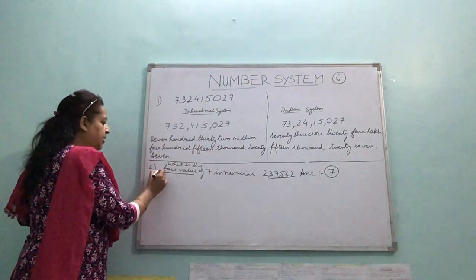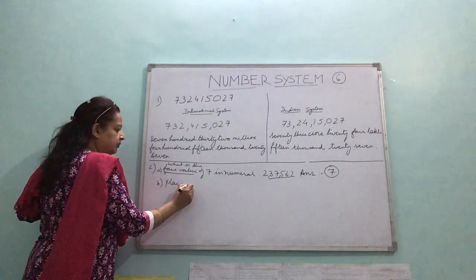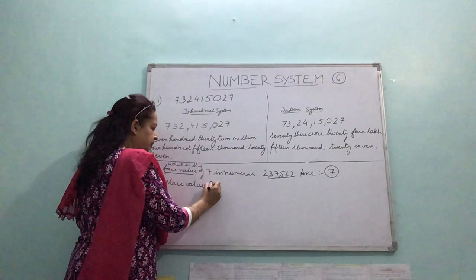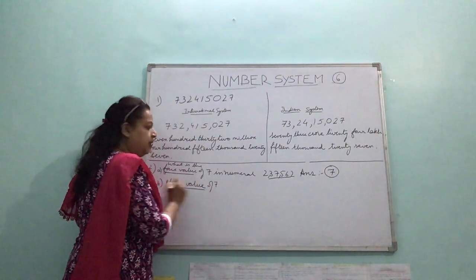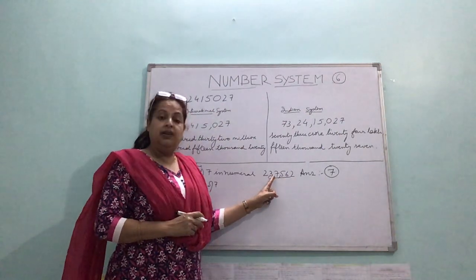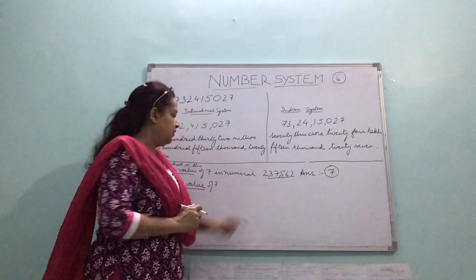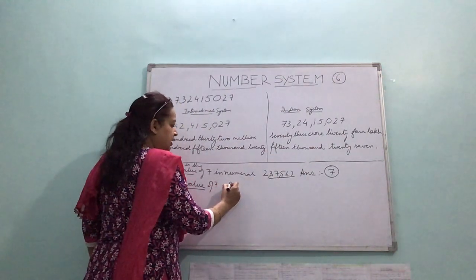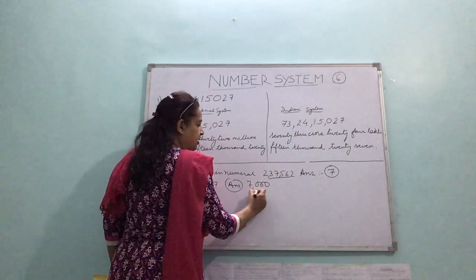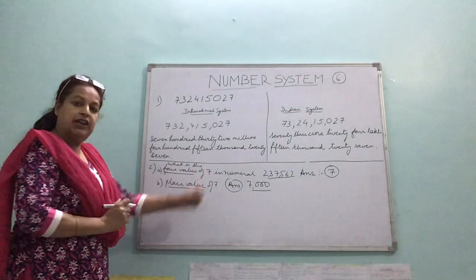But if in the same part I ask you what is the place value of 7, instead of face value, well, place value depends upon the place where the digit is placed. So it is at the 1000 place. So the place value of 7 in this given numeral, the answer would be 7000.